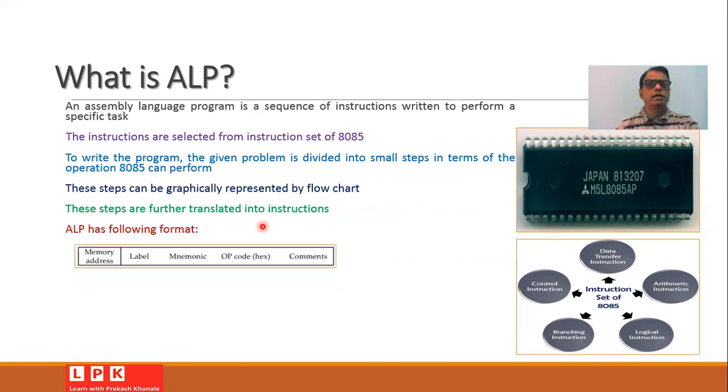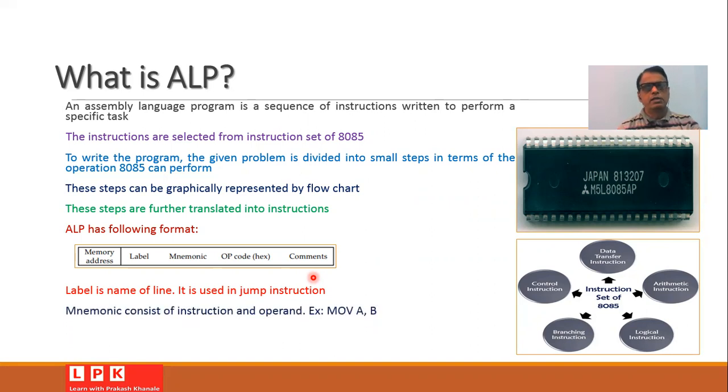Whenever we write any assembly language program for the microprocessor 8085, it will have this format: memory address, label, mnemonic, operational code or hex code, and then finally some comments. Label, you can say, is the name of the line, and this label is very important whenever we want to perform a jump from one instruction to another instruction. In that case, the label is required. Mnemonic consists of the instruction and operand. For example, an instruction such as MOV A, B can be called a mnemonic.